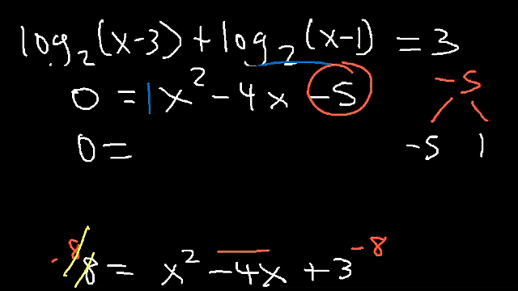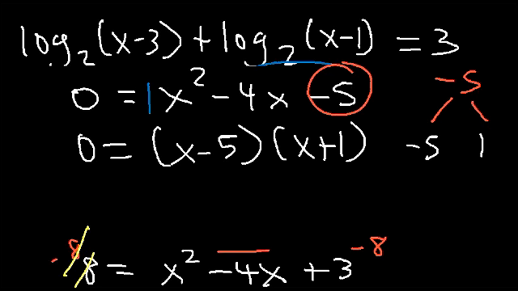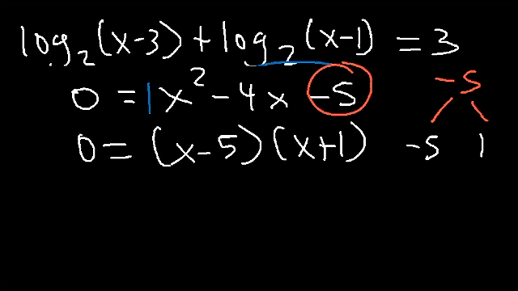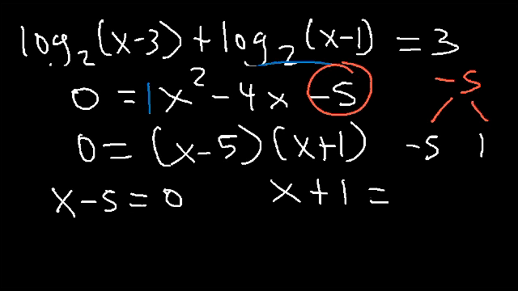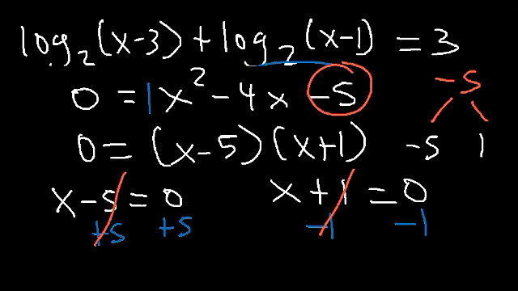So we can simply factor it like this. It's going to be x minus 5 times x plus 1. So now we could solve for x. Let's set each factor equal to 0. So x minus 5 is equal to 0, and x plus 1 is equal to 0. So for this equation, we need to subtract 1 from both sides, but here we need to add 5. So x is equal to 5, and x is equal to -1.